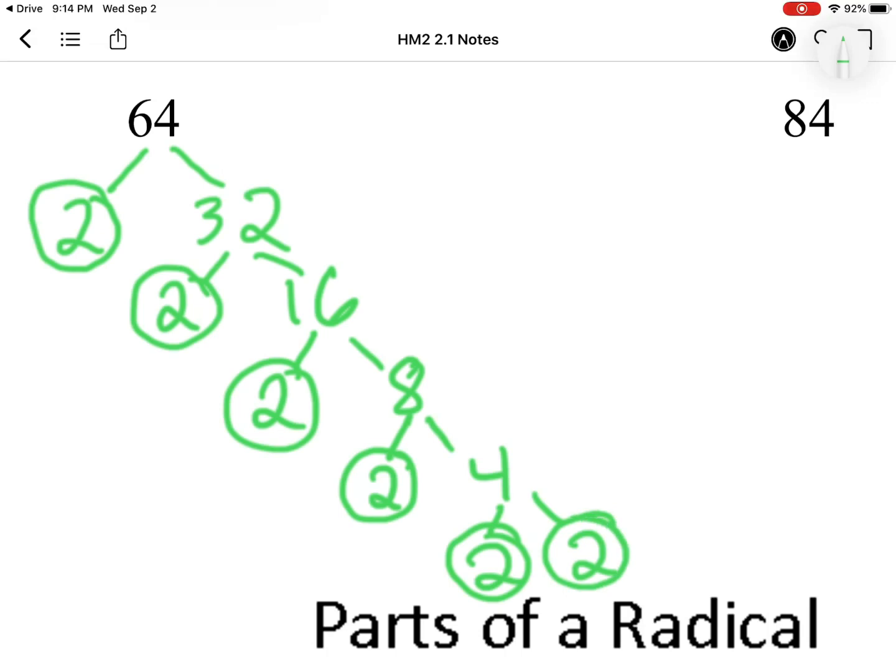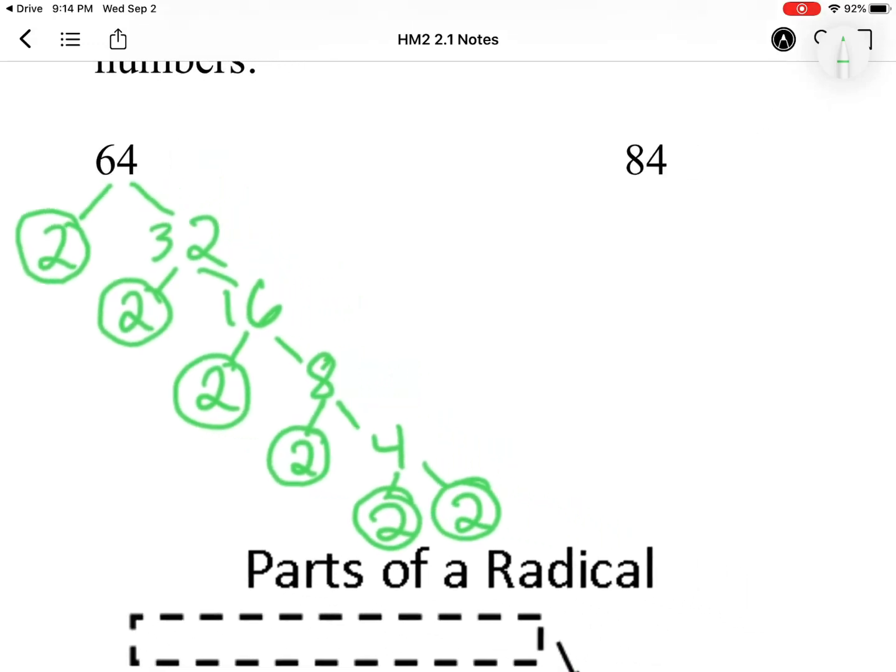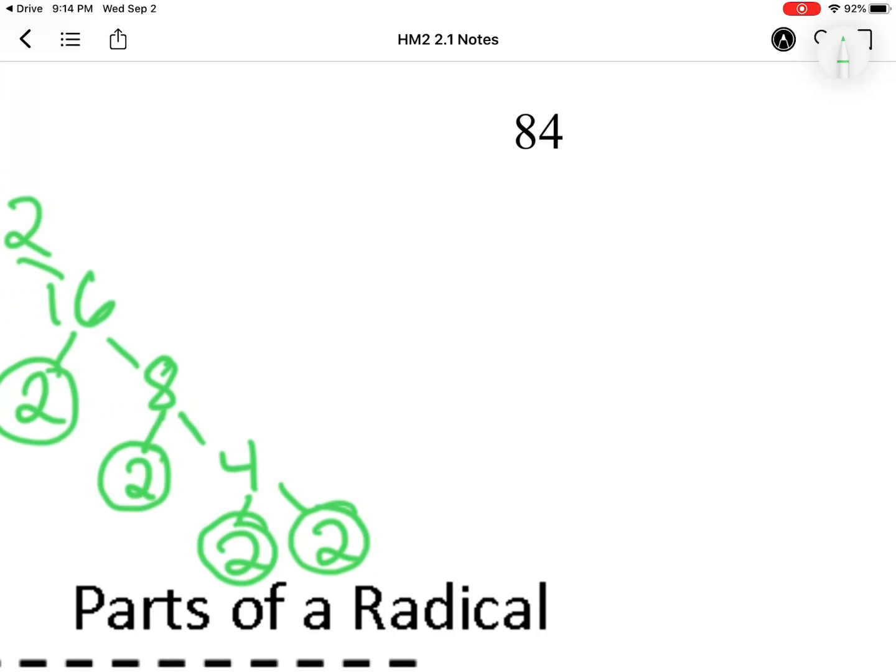And 2 is prime. Remember, prime means that only itself and 1 can go into it evenly. Meaning for 2, 2 is prime because you can take 2 and divide it by 1 and it's a whole number, or you can take 2 and divide it by itself and it's still a whole number. So that's the prime factorization of that.